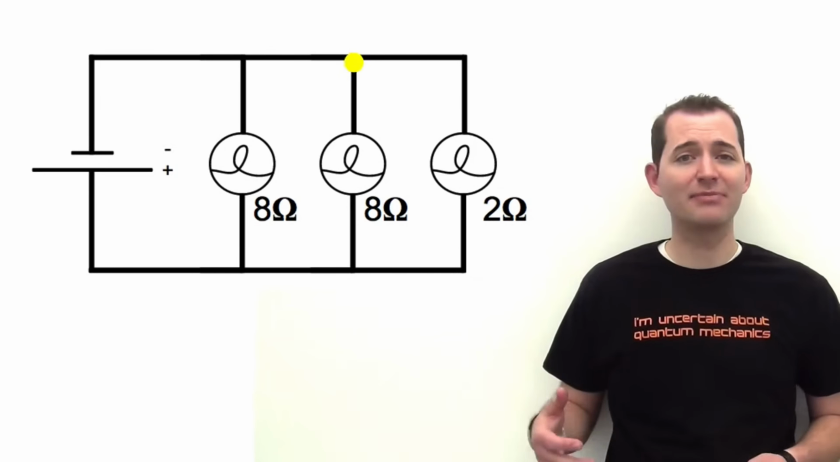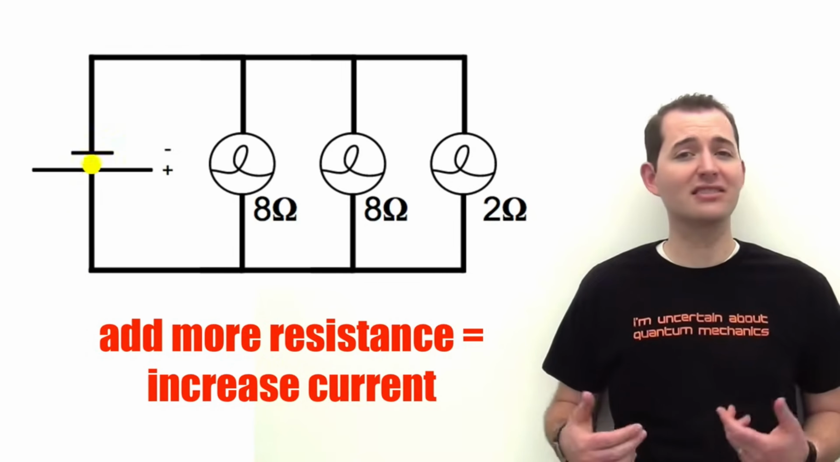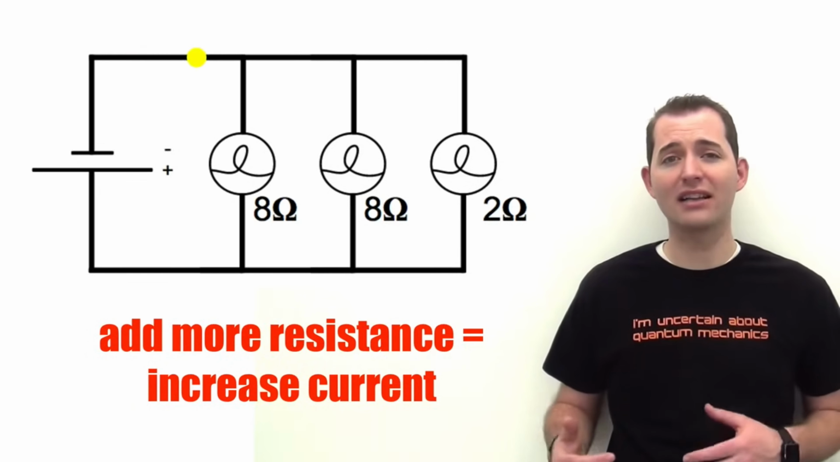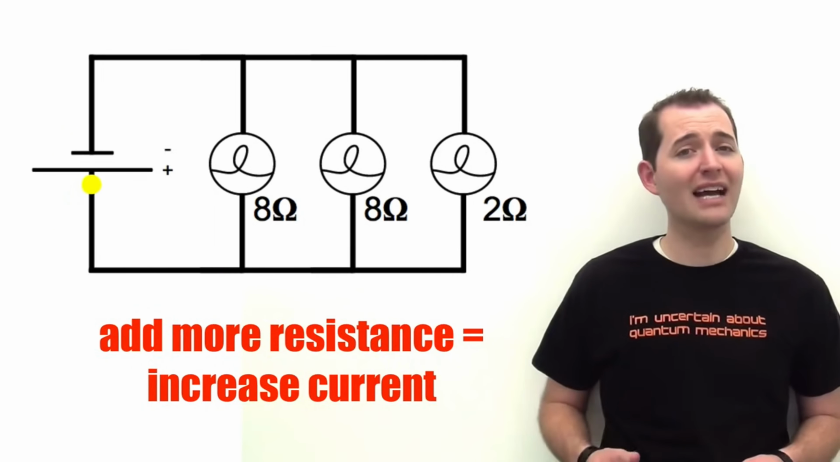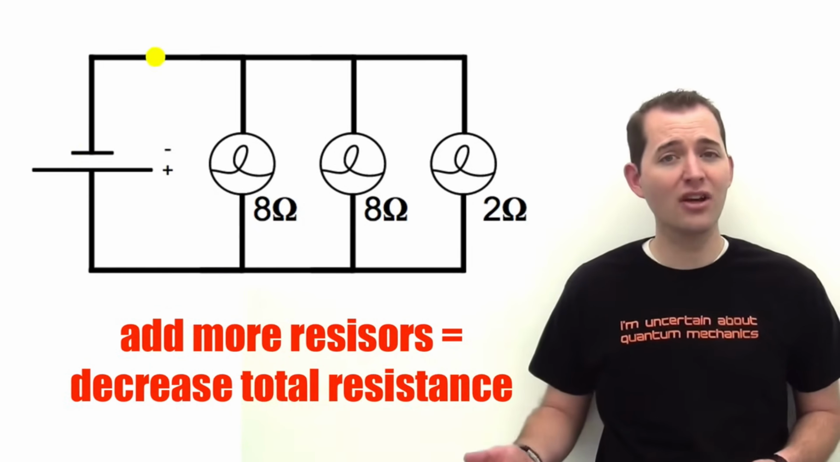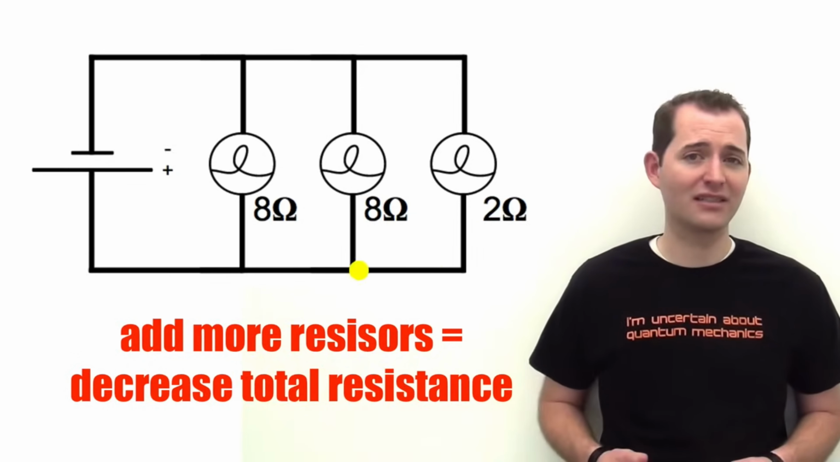Parallel circuits have an unexpected feature, that as we add more and more resistors in parallel, we actually increase the overall current in that circuit. Because of Ohm's law, the same is also true that as we add more and more resistors, we're actually decreasing the total resistance for that circuit.